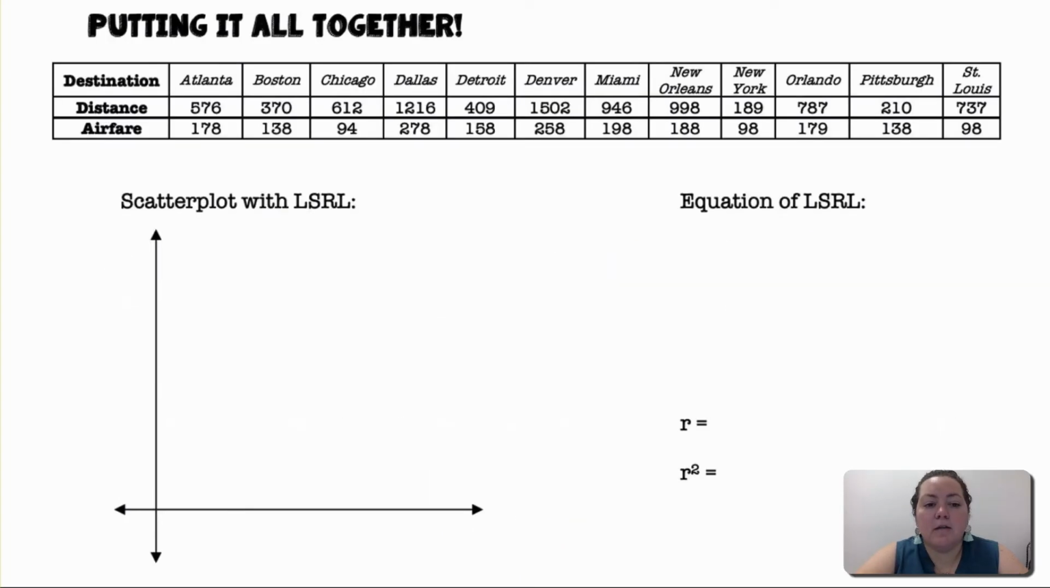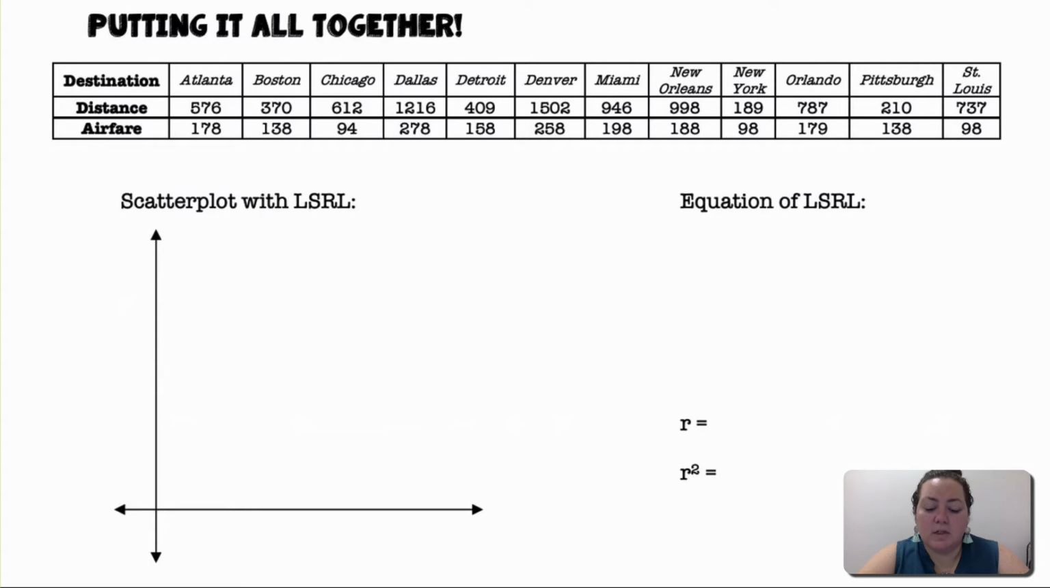All right, putting it all together. So we have different airfare, so how much it costs to go to these different locations, and the distance it would be traveling. So from whatever the home base is to Atlanta was 576 miles, and it cost $178. All right, so we have this data here.